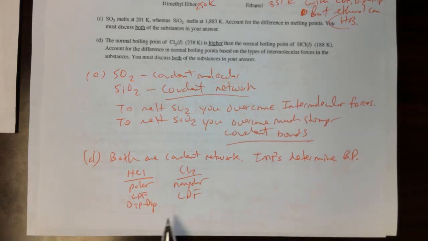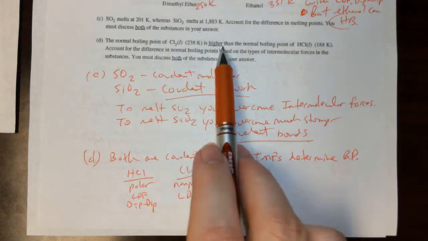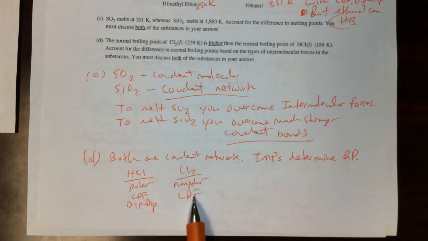Alright, so things are looking pretty smooth here, but then we go back to answer our question and we go, oh, wait a minute. It says chlorine has the higher boiling point? Well, that doesn't make sense. It only has London dispersion forces. This should be the lower boiling point.